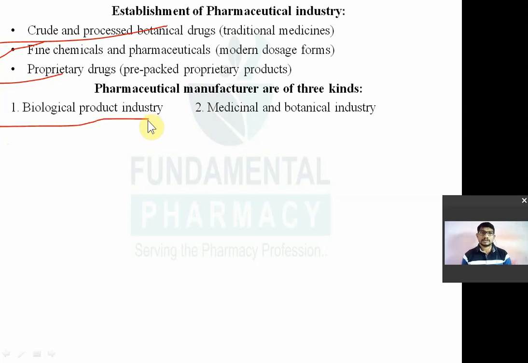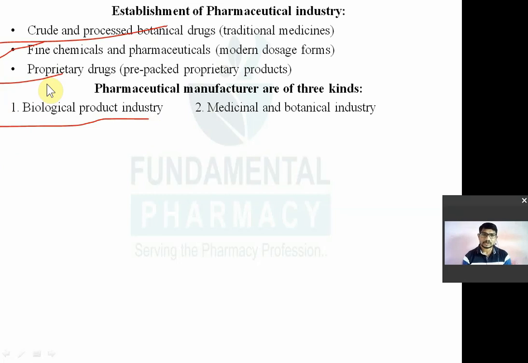They may be engaged in the biological product industry. That means they are involved in vaccines, sera, and other biological products, such as products of microbial origin and products of animal origin. So pharmaceutical manufacturers may be of different kinds. The first one is the biological product industry, in which they are engaged in the manufacturing of vaccines, sera, and all that.